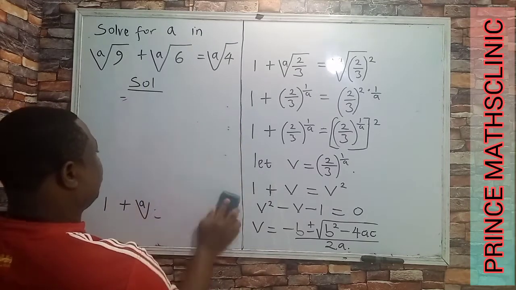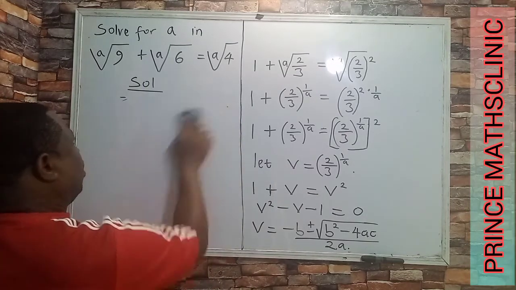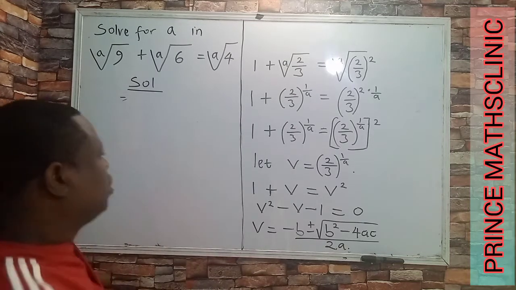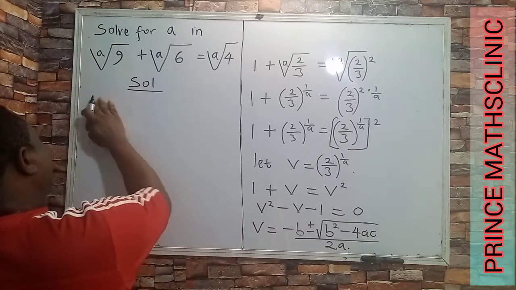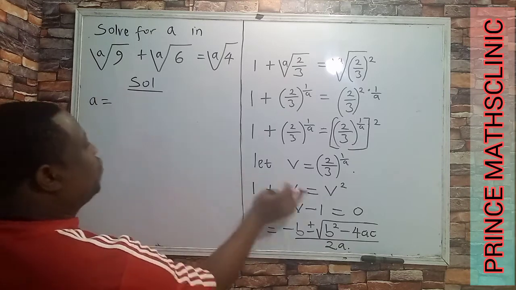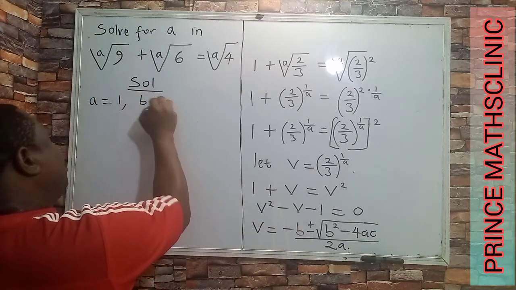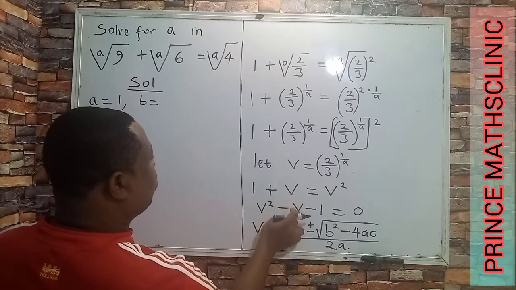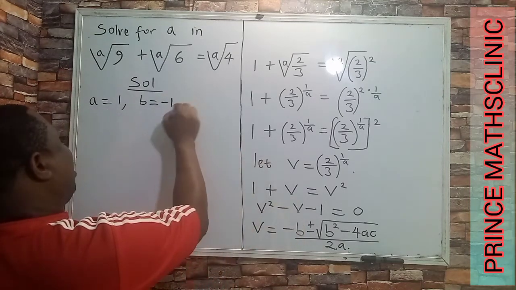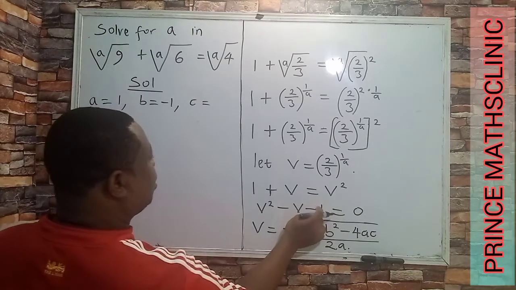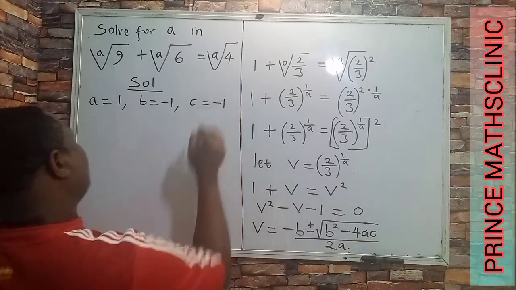Now, I haven't done that. My a is the leading coefficient here, which is 1. My b is this second, which is minus 1. And my c is this constant here, which is negative 1.